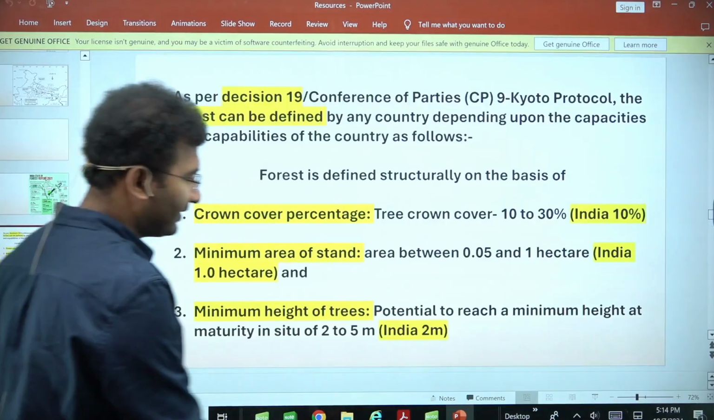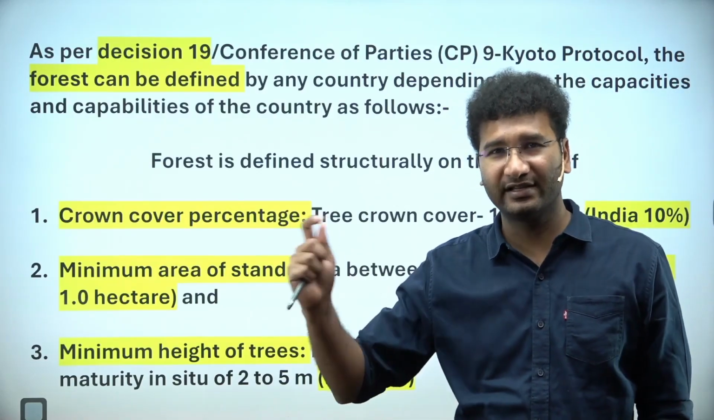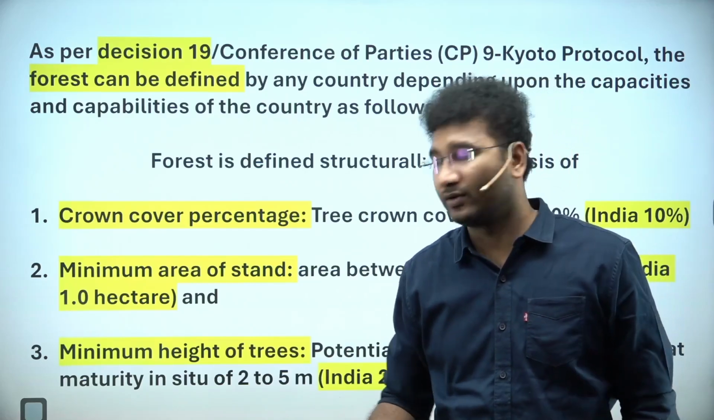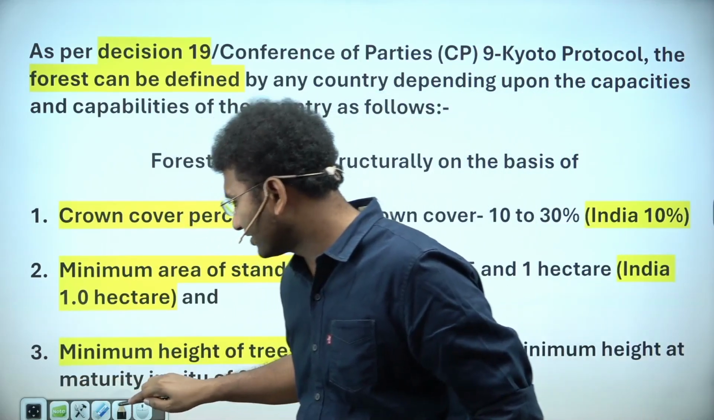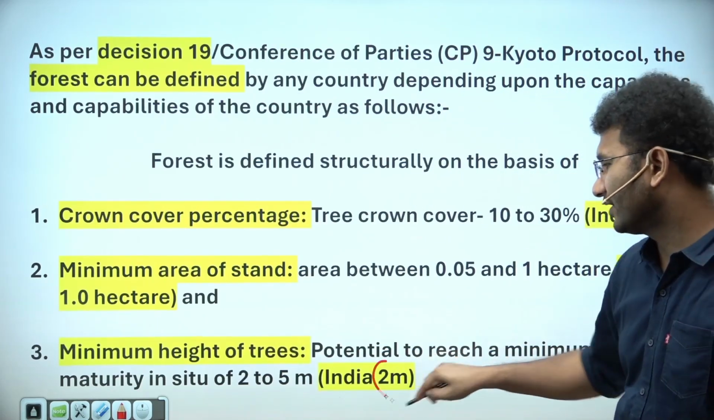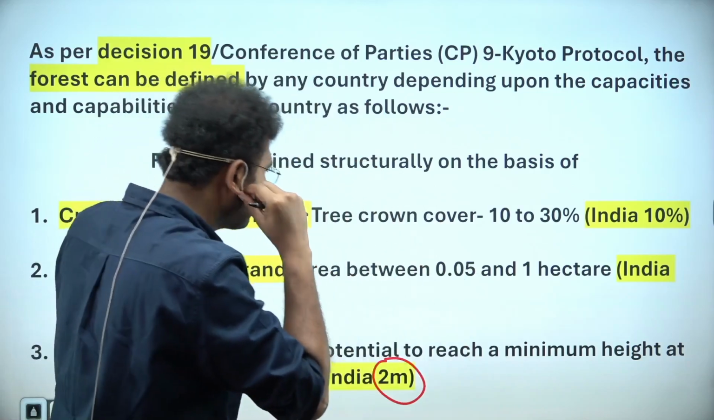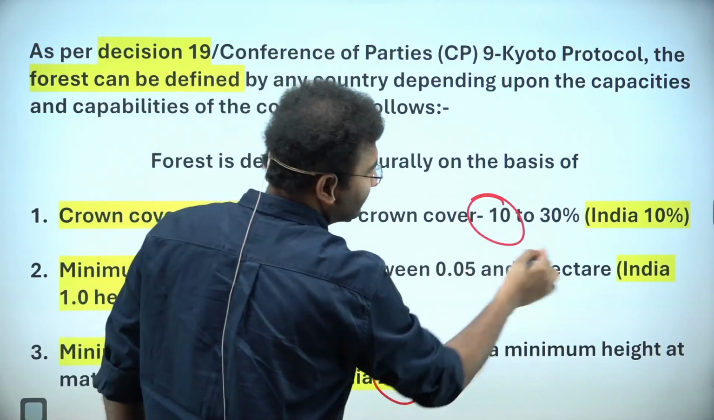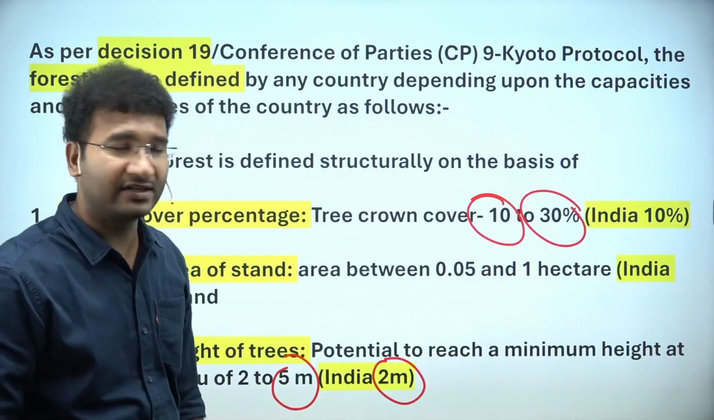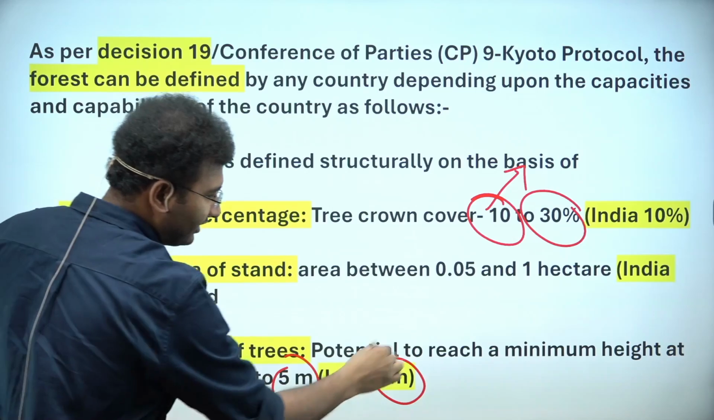See, this Conference of Parties has given these 3 standards which you can take into consideration while declaring a particular area as a forest. So it has given options. It has given a range. The range is that you can take either 2 meters or 5 meters. It is up to you, right? Second, with respect to the crown cover, you can take 10% or you can take 30%. What does India do? India took 10%, and for the 2 to 5 meters it said I'll take 2 meters.